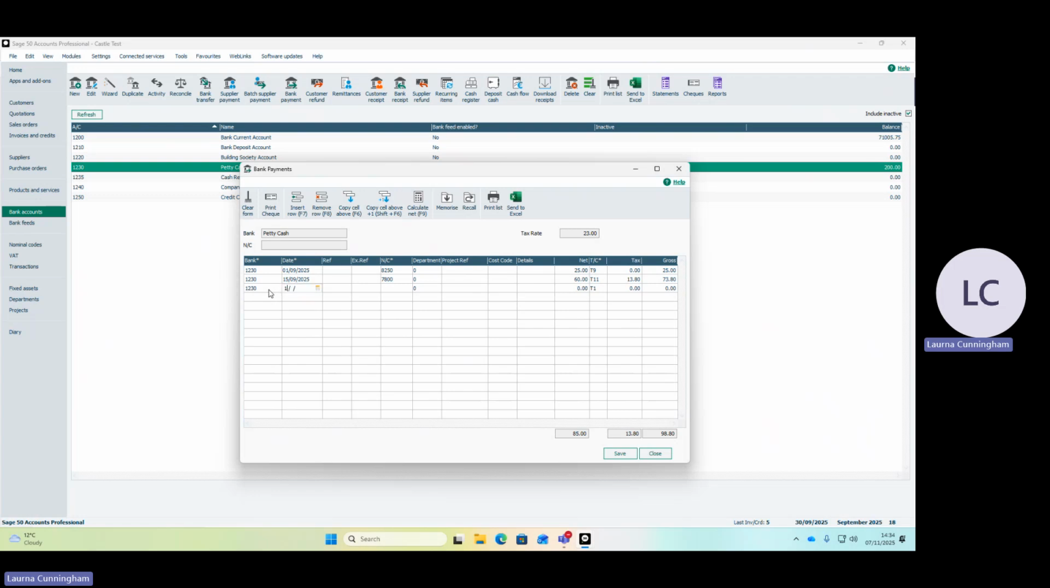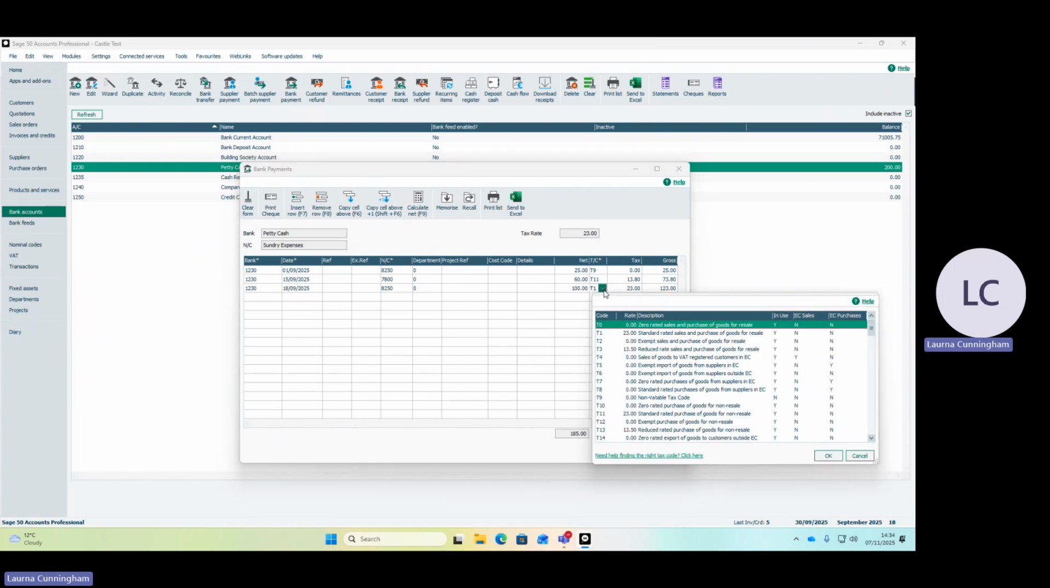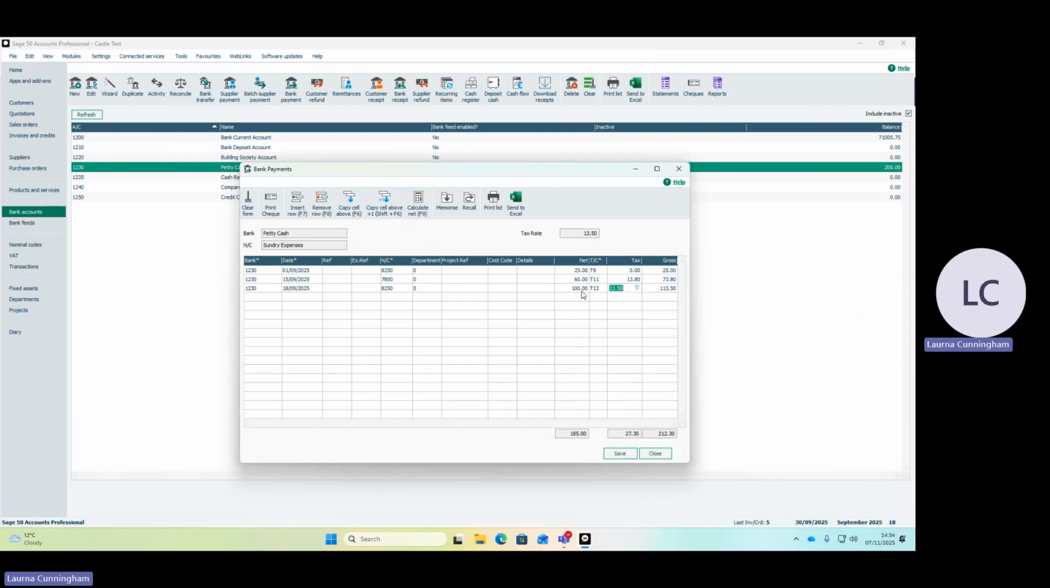Occasionally, you may get a transaction that comes in. I'll just stick this into sundry again, and it says it's €100 inclusive of VAT. In this case, the VAT is 13.5%. And you see what the system is doing here. It's taking 100 plus VAT of 13.5%, and it's given us a total of 113. I want it to be 100 gross.